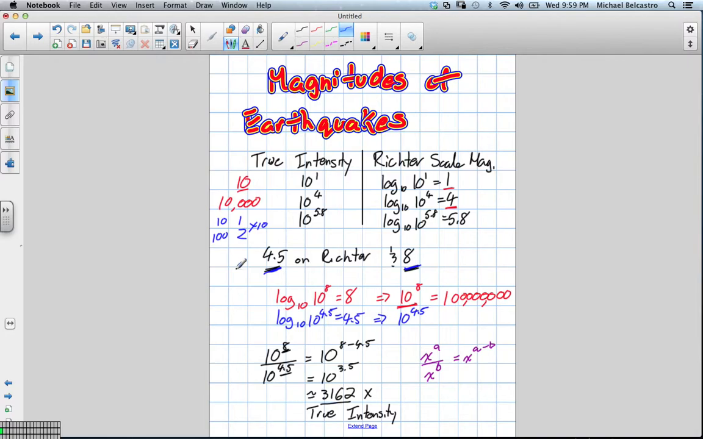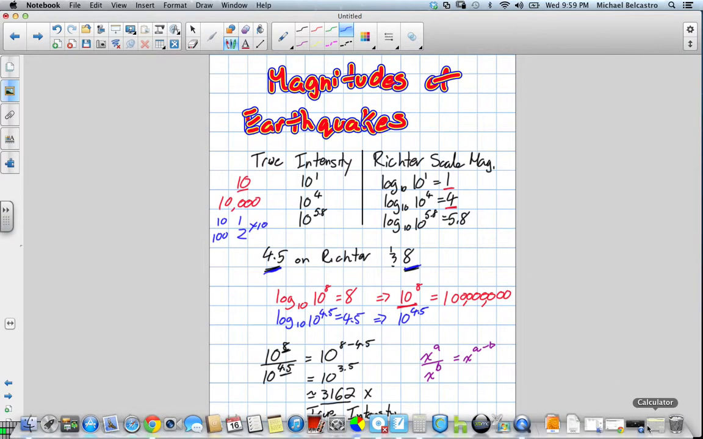So the farther you go up the Richter scale, it just gets larger and larger the magnitude that it's growing by. So there are very big differences between like 7 and 8 compared to just 1 and 2 when it comes to earthquakes.